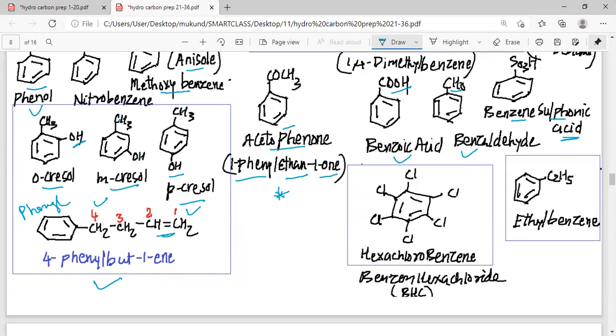Then, my dear students, if benzene has got an ethyl group bonded to it, it is called ethyl benzene.